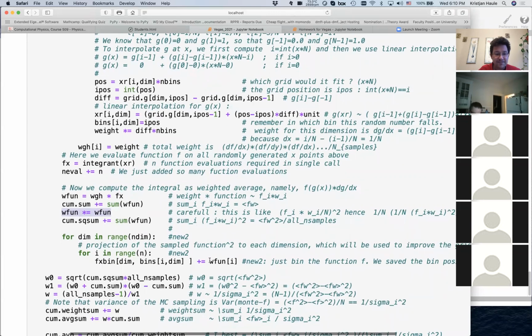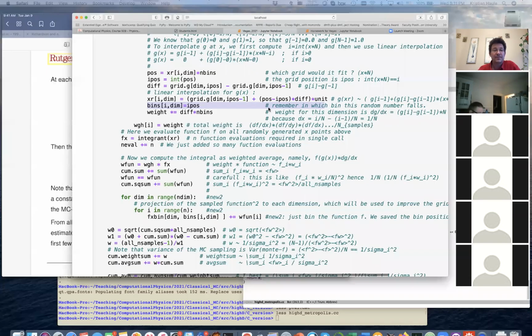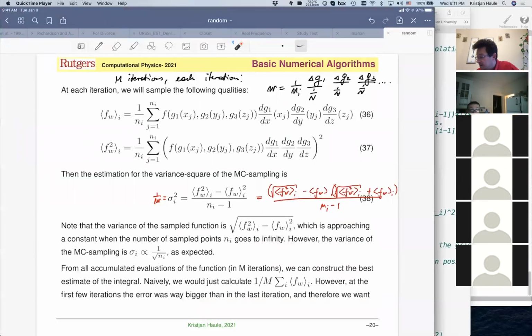And we take this function for this particular point in the batch, and we then remember it. We add it to the proper bin, okay? Because you see, this bins here is the quantity that we saved before. So in this line here, we calculated in which bin this grid point x falls. So for each random number here, xj, yj, zj, we had to figure out in which bin it falls.